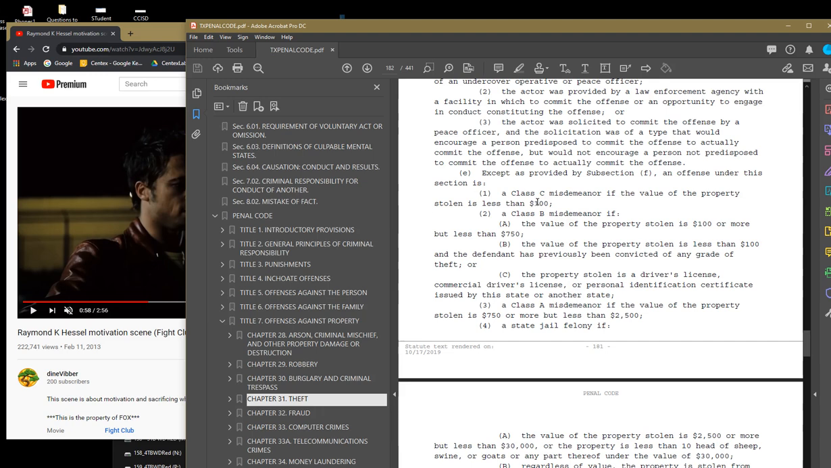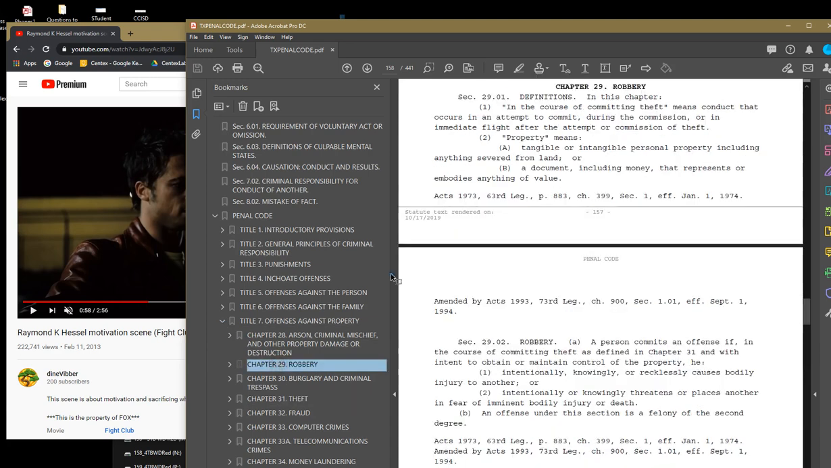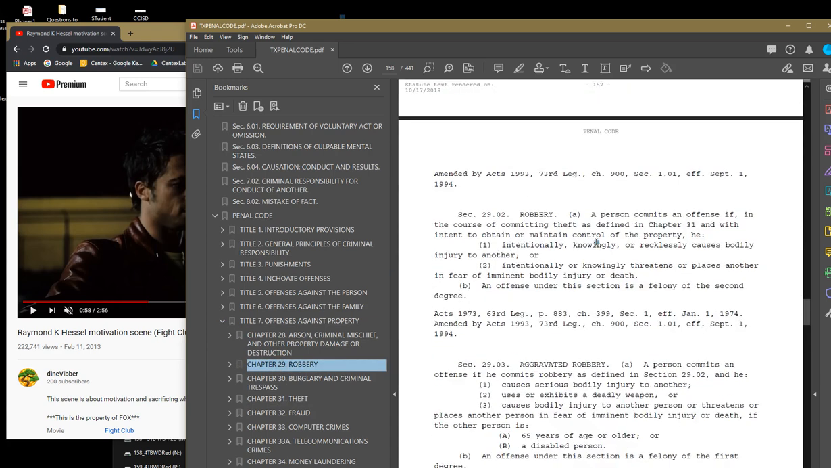This would be a very minor offense if Brad Pitt did not use force or threat. That would be theft, but he does. So he's committing theft, but because he used force or threat, we have to go back up to robbery, and then we look at that. A person commits an offense if in the course of committing theft as defined in Chapter 31 and with intent to obtain and maintain control of property, he, number one, intentionally, knowingly, or recklessly causes bodily injury to another.